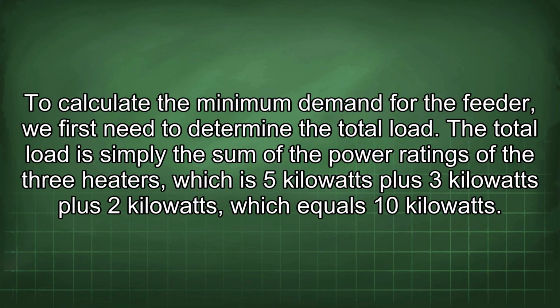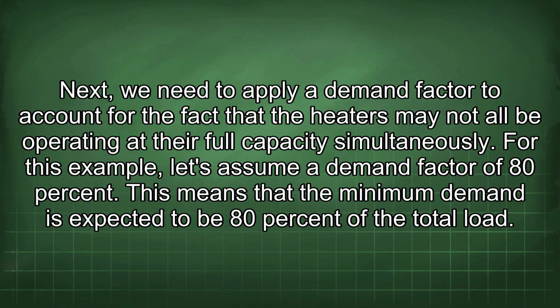To calculate the minimum demand for the feeder, we first need to determine the total load. The total load is simply the sum of the power ratings of the 3 heaters, which is 5 kilowatts plus 3 kilowatts plus 2 kilowatts, which equals 10 kilowatts. Next, we need to apply a demand factor to account for the fact that the heaters may not all be operating at their full capacity simultaneously. For this example, let's assume a demand factor of 80%.